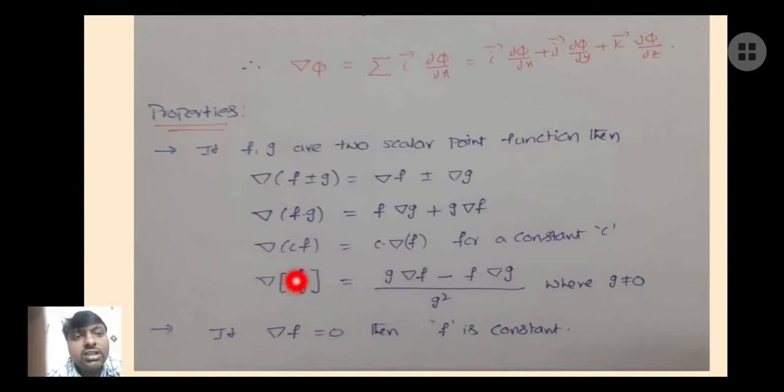The next one is f by g. Gradient of f by g is equal to g into del f minus f into del g, by g square, where g must not be equal to 0. It is also like the formula for u by v whole dash. U by v whole dash is equal to v into u dash minus u into v dash, by v square. So that is the way you can easily remember this one. And the last one is an important thing. If f is a constant function, then the gradient del f is equal to 0.